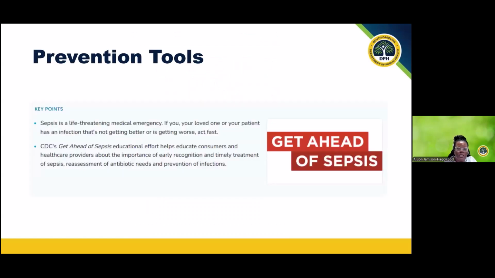So CDC has this prevention tool called Get Ahead of Sepsis, which I mentioned a little earlier. So it's for healthcare providers, families and caregivers, as well as patients. And the goal of the Get Ahead of Sepsis educational effort seeks to optimize healthcare quality and patient safety by raising awareness and knowledge and motivating behavior change related to the prevention of infections that can lead to sepsis. And then early recognition and appropriate treatment for sepsis among consumers and healthcare provider target audiences.